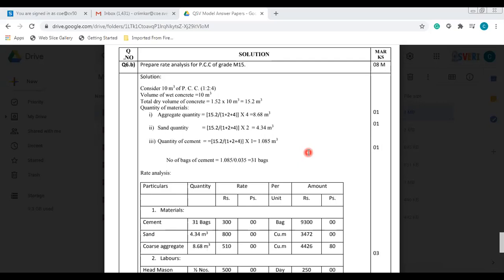So you need to assume the quantity as 1 meter cube or 10 meter cube.